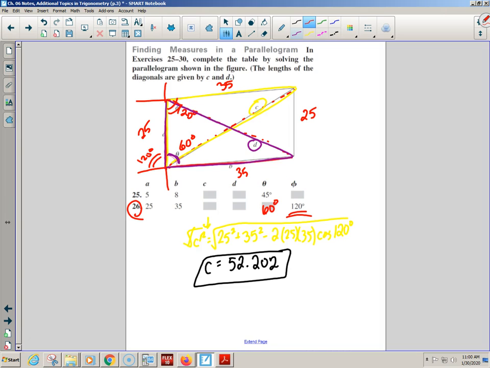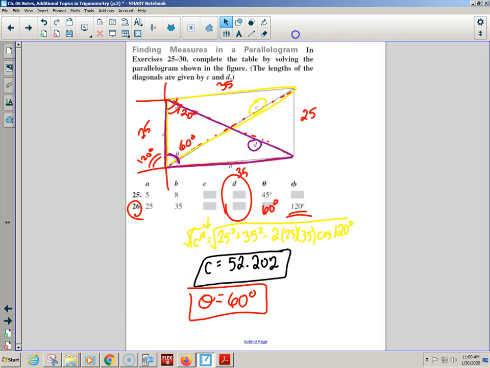Oh, so we have theta. And once we have theta, why am I putting my marker down even though we haven't done d yet? How would I find d? Law of sines. I mean, I guess you could.